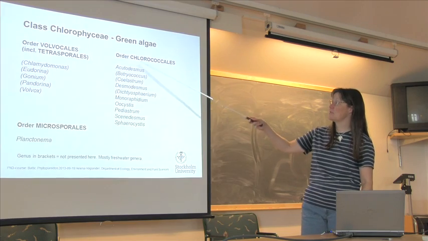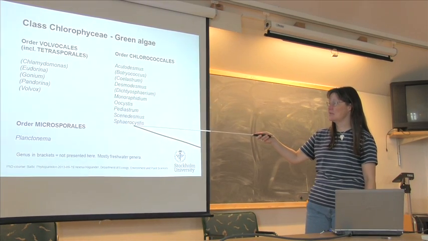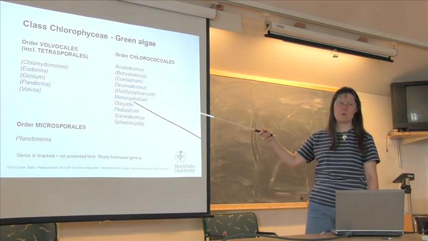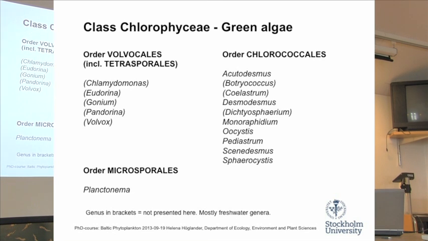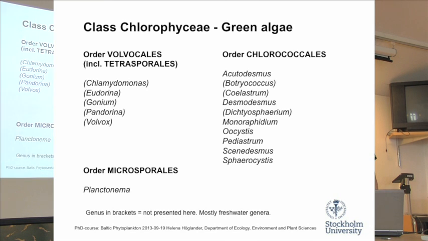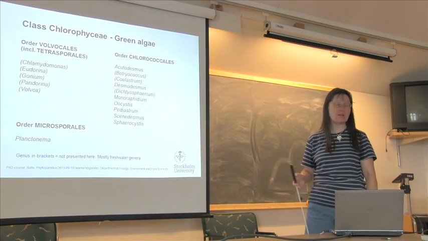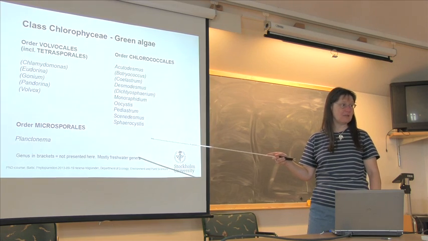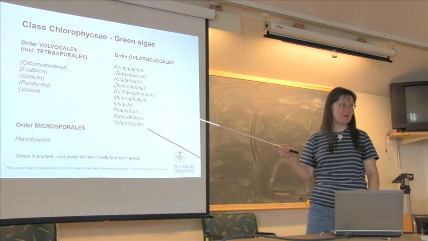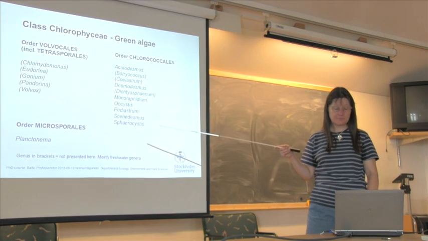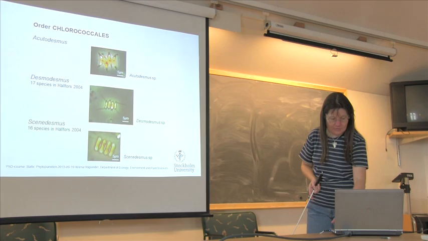And here are some of the most common orders and genera occurring in the Baltic, and there are a lot more of them occurring in freshwater, but I'm not mentioning those now. But if you're working, for example, in the Curonian lagoons and other places, you will have a lot of green algae and also a lot of cyanobacteria, so there they have very high diversity of green algae. So we have the most common ones.